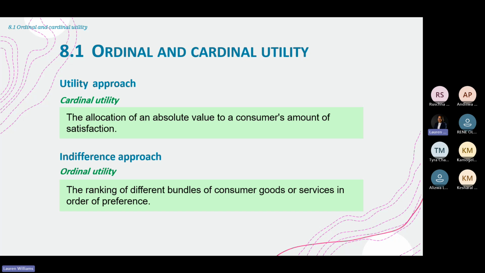And then cardinal utility. Cardinal utility is the literal concept of putting a number to your level of satisfaction. An absolute value is any number greater than 0, although in most cases it can be negative as well. It is any value for the level of satisfaction you gain from the consumption of these goods.